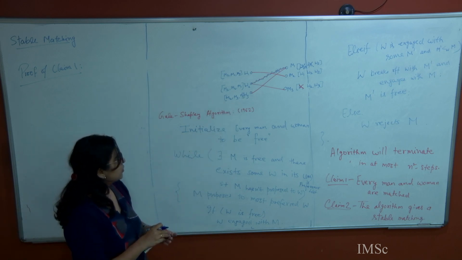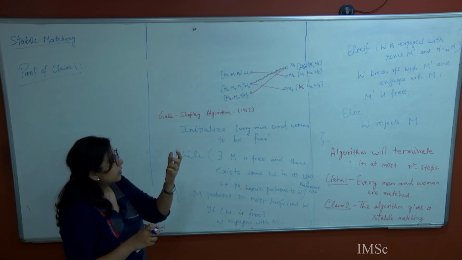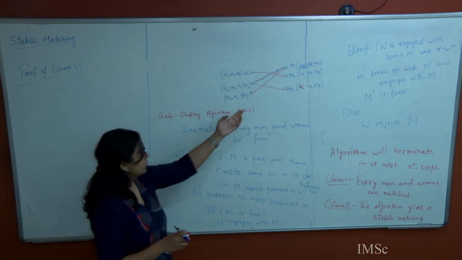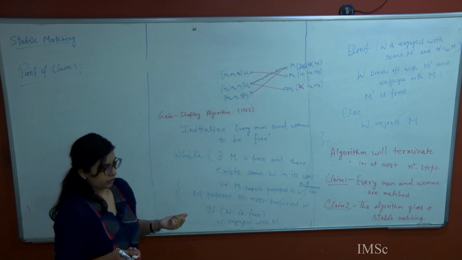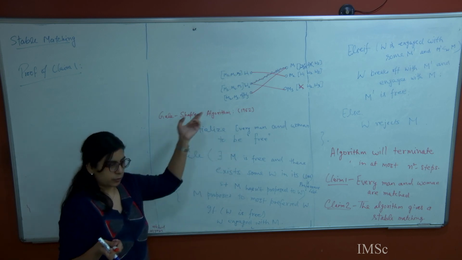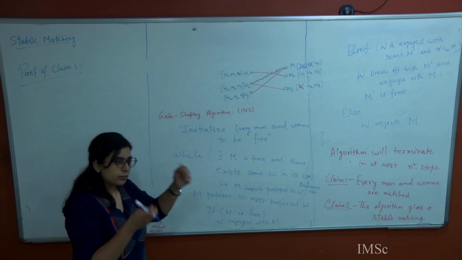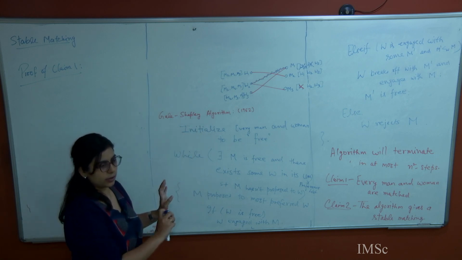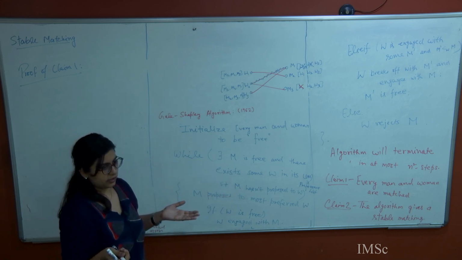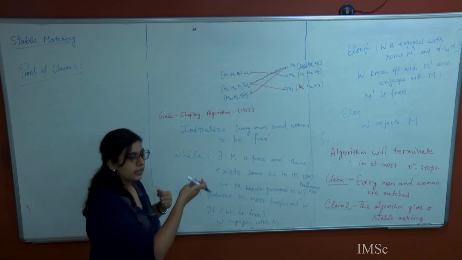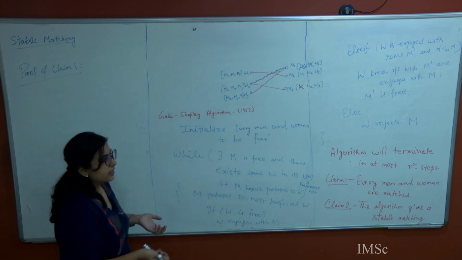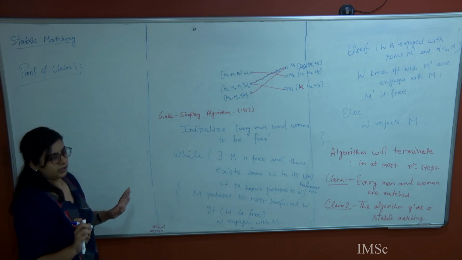So M1 is free. Has M1 proposed to W, say W3, or not? If he has not proposed, then according to the algorithm M1 should have proposed, right? So that means M1 has proposed to W3 as well, and W3 rejected M1. But in which case would W3 have rejected M1? When she is already engaged with somebody more preferable than him. But we are saying that W3 is also unmatched. So that is the contradiction.